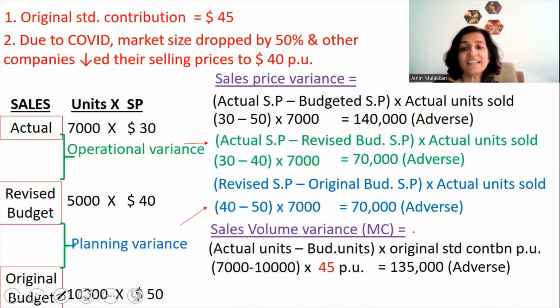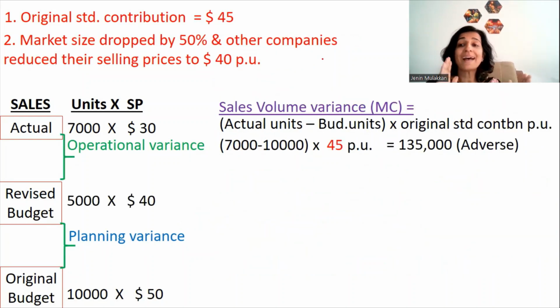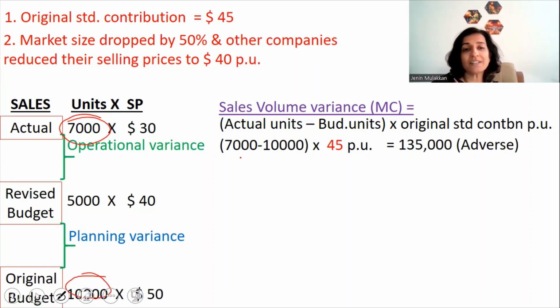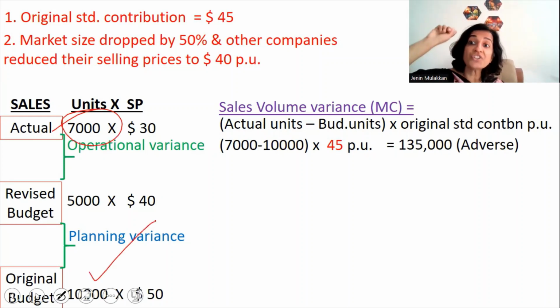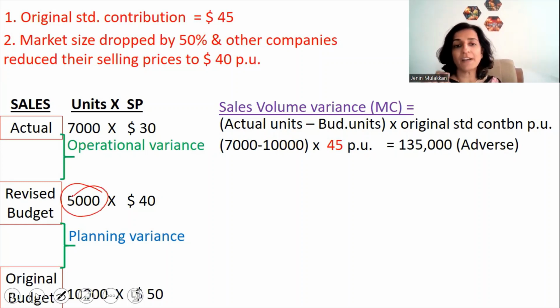Now let's move on to the sales volume variance according to the marginal costing method. So here, as per the traditional method, what did we do? We compared the actual units with the original budgeted units, that is 7,000 minus 10,000, and we multiplied it with the original standard contribution of $45. So that was under the traditional method. But due to COVID, the market demand itself dropped. So it is not right to compare the actual units with the original budgeted units. So that is the reason why we have a revised budget here, 5,000 units.